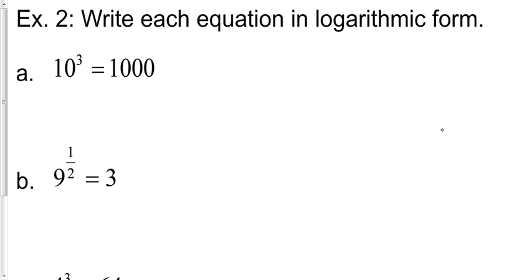Moving on to example 2, we're starting in exponential form, and we want to rewrite the equation in logarithmic form. So you have to consider your base here. We've got a base of 10. 10 to the 3rd power equals 1,000. Well, we could say that the log base 10, 10's your base here, of 1,000 equals 3. Your log is always going to be equal to the power. So it's log base 10 of 1,000 equals 3.